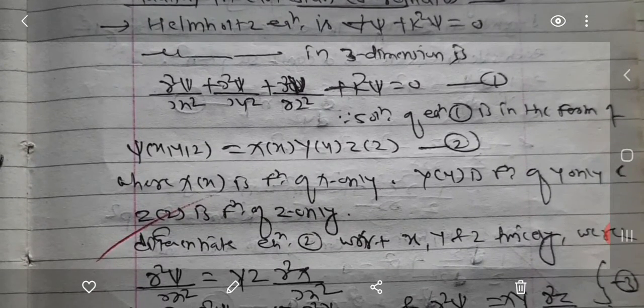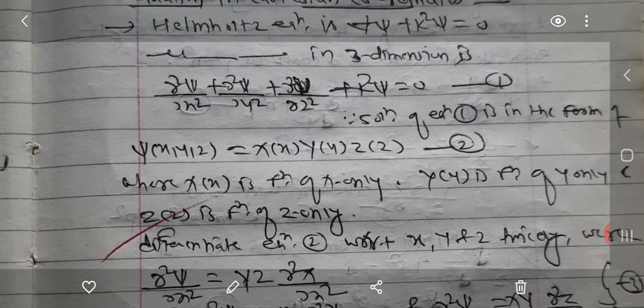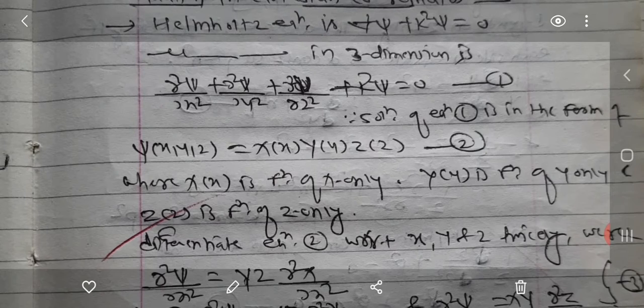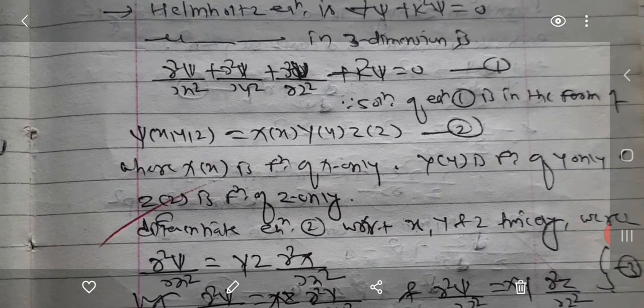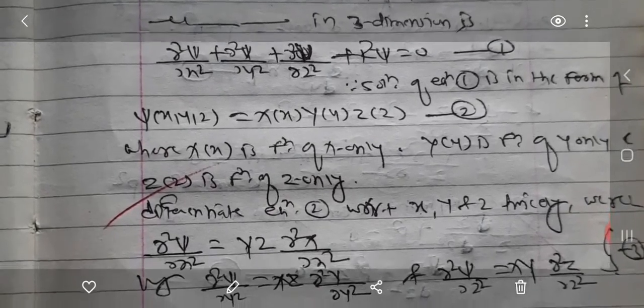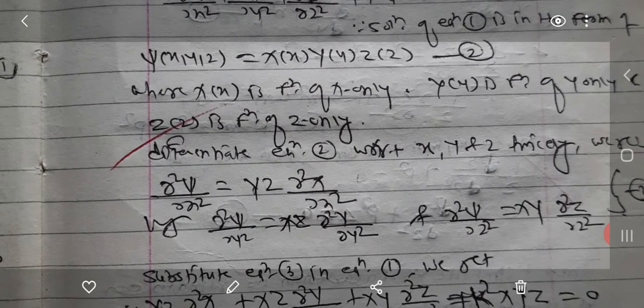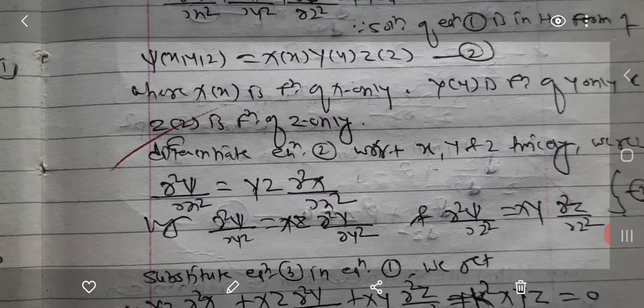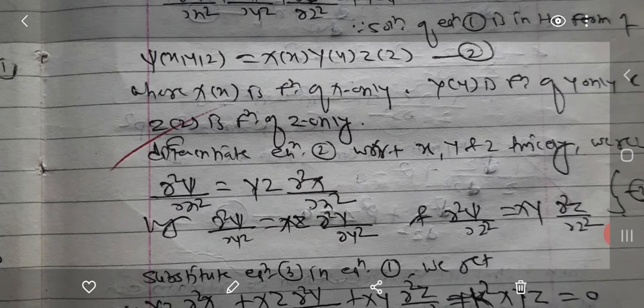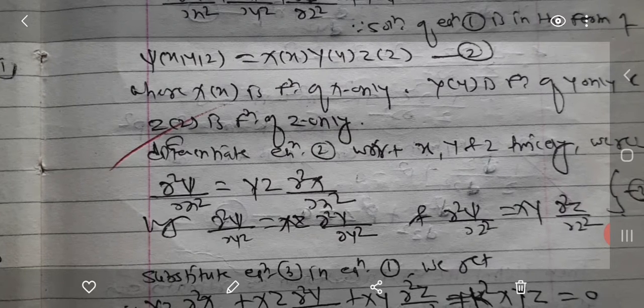Due to equation number 1, the solution of equation 1 is in the form of psi of x, y, z is equal to X(x) Y(y) Z(z). You know that X(x) is a function of x only, Y(y) is a function of y only, and Z(z) is a function of z only. Therefore, differentiate equation 2 with respect to x, y, and z twice.